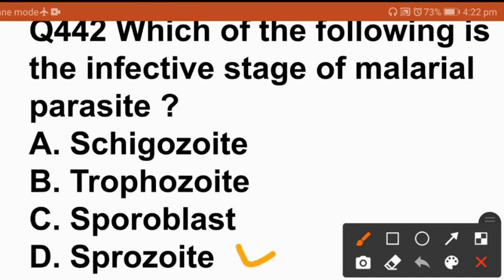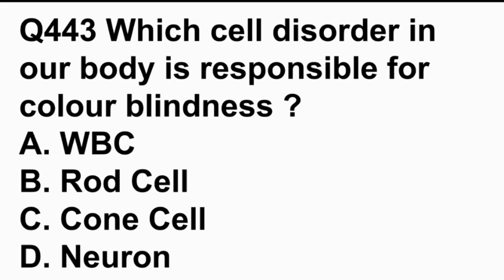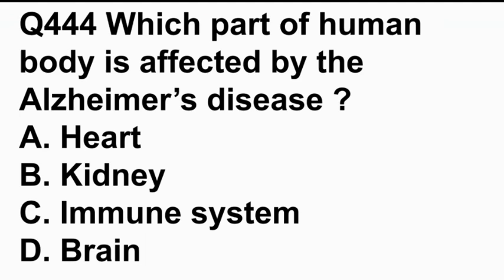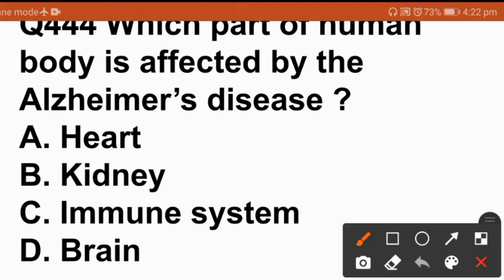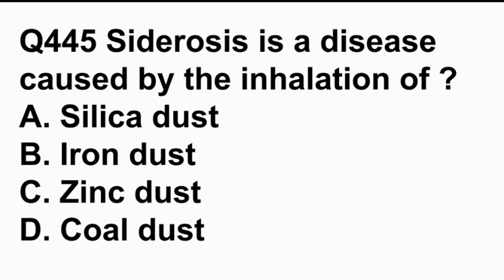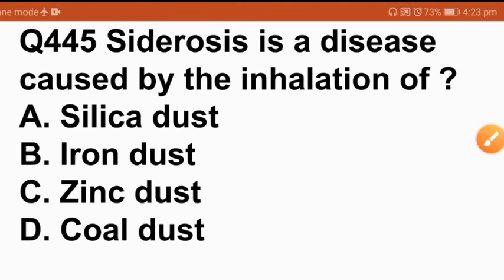D. Sporozoite. Which cell disorder in our body is responsible for color blindness? C. Cone cell. Which part of human body is affected by the Alzheimer's disease? D. Brain. Siderosis is a disease caused by the inhalation of B. Iron dust. Who among the following is known as father of medicine?